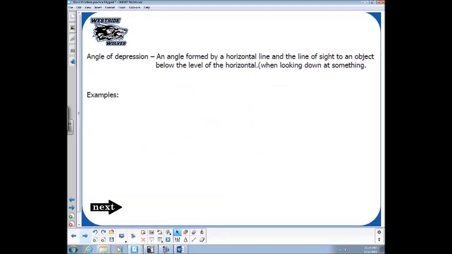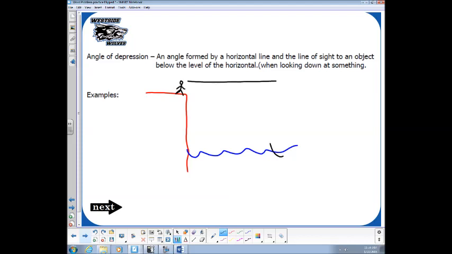Okay, the other type we have is an angle of depression. An angle of depression is an angle formed by a horizontal line and the line of sight to an object below the level of the horizontal. So it's kind of like when I'm up here on this cliff and I've got water out here or something like that. And so I'm up here on this cliff and I'm looking straight out and I see something like, let's say, a little boat out here. And so I look down at that boat, and so there is my triangle. This is my depression angle. This is my right angle.